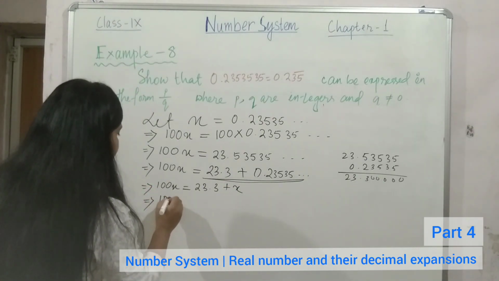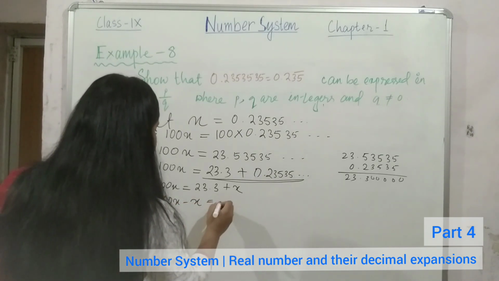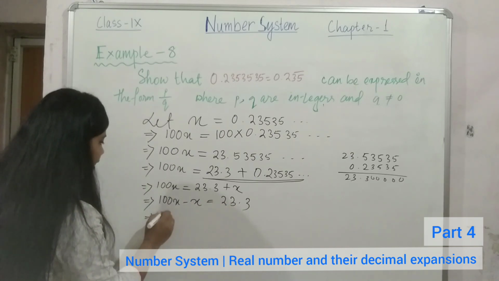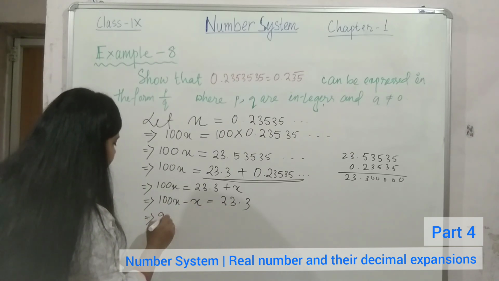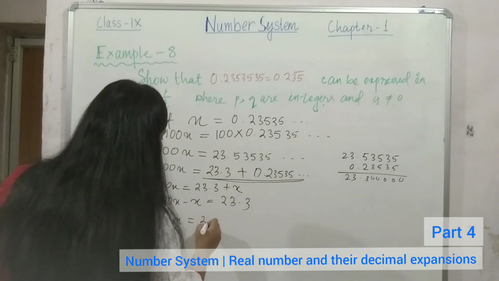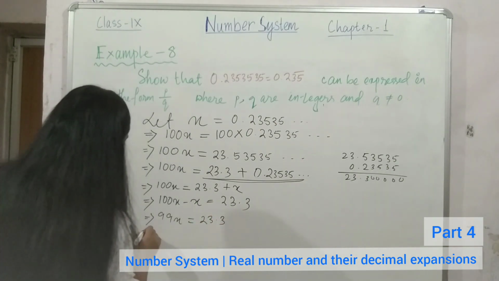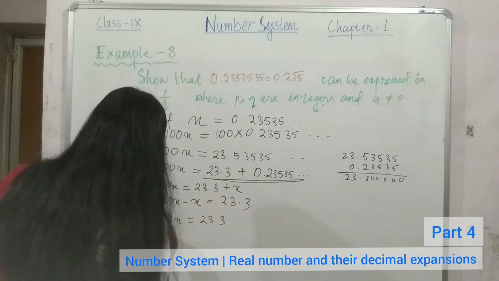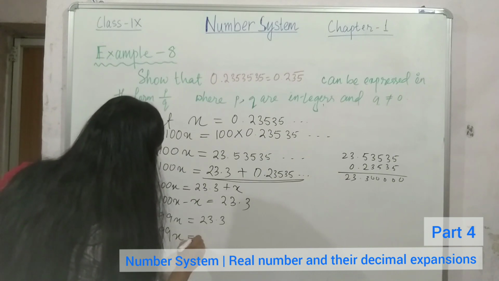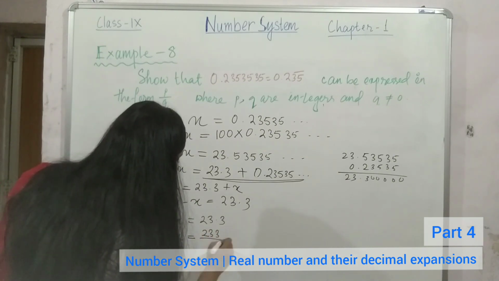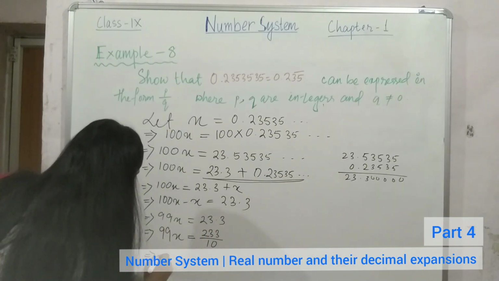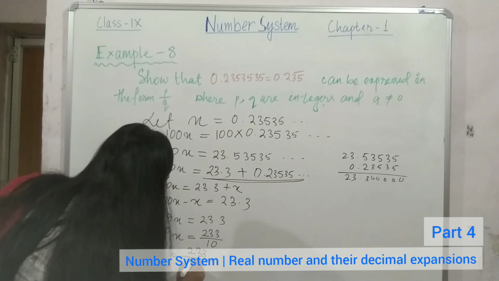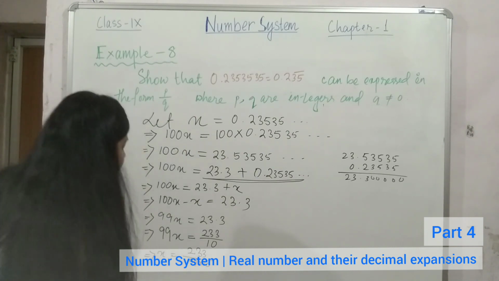So let's bring all the x's together on one side. So it became like this, and this will become 99x equal to 23.3. Let us convert it into a fraction. Then 99x is 233 by 10. So what will x become? 233 divided by 99 into 10.